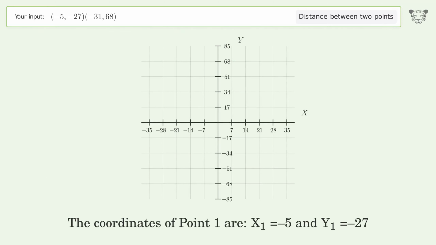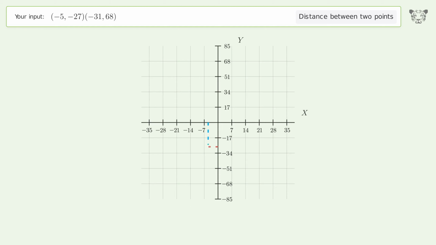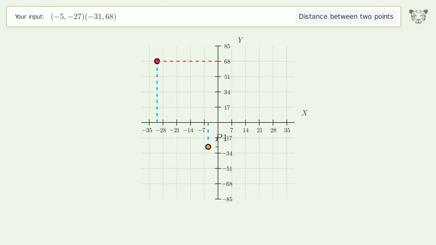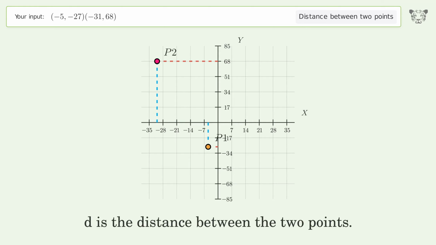The coordinates of point 1 are, x1 equals -5 and y1 equals -27. The coordinates of point 2 are, x2 equals -31 and y2 equals 68. D is the distance between the 2 points.